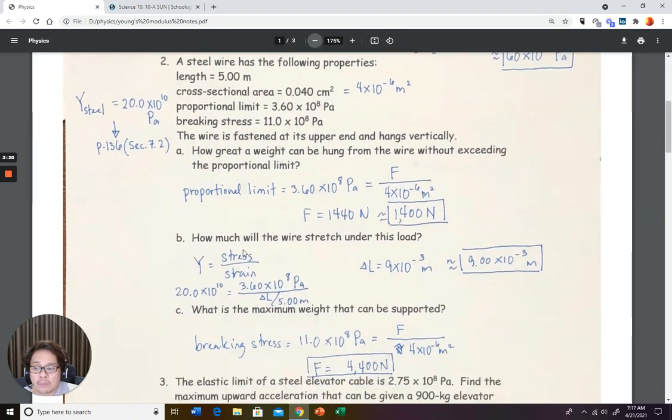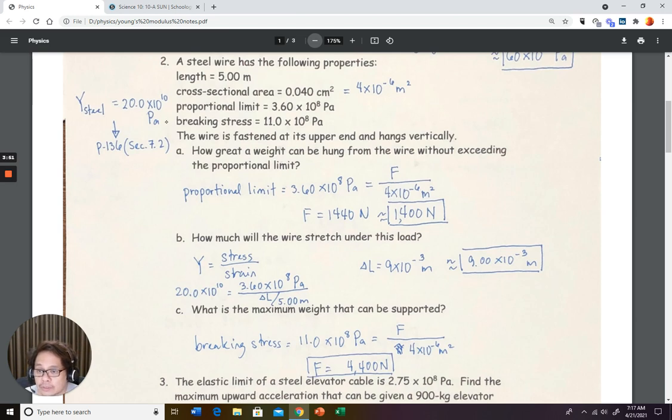Letter B, how much will the wire stretch under this load? So we have to know delta L. How much will it stretch? Delta L is what we're looking for. We have to use the Young's modulus. It says here the Young's modulus from page 136 or section 7.2 of your textbook has a value of 20.0 times 10 raised to the 10 Pascal.